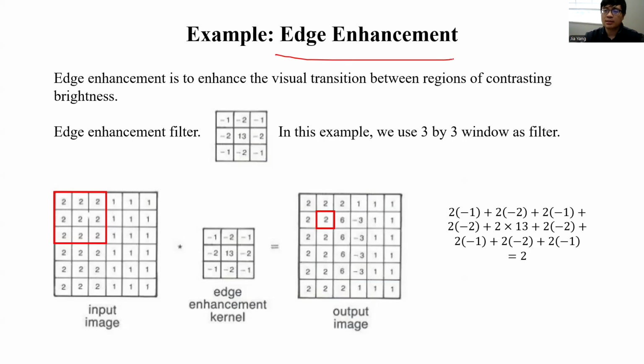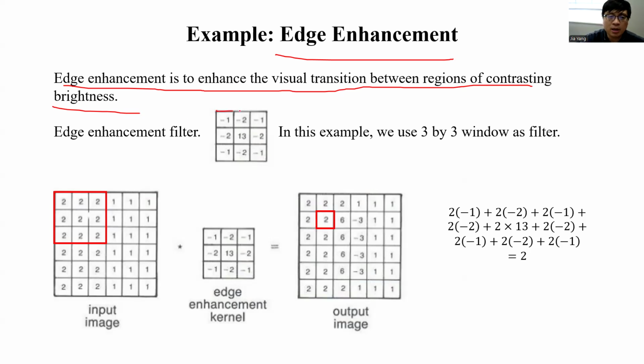For the neighborhood operation, we learned that we can apply the majority, the maximum, minimum, median, or average. Besides that, we can also do some mathematical calculation within the moving window, like this. The edge enhancement is to enhance the visual transition between regions of contrasting brightness. In this case, we are going to apply a very special type of neighborhood operation.